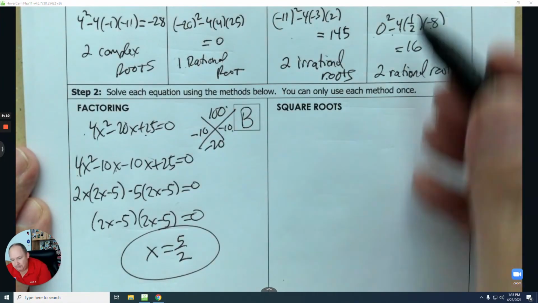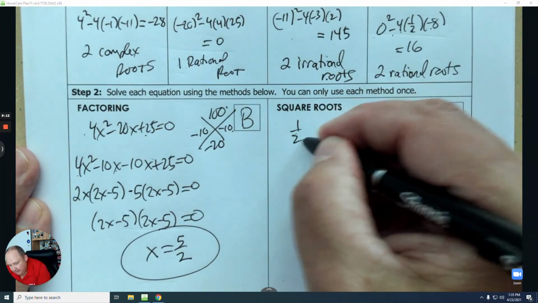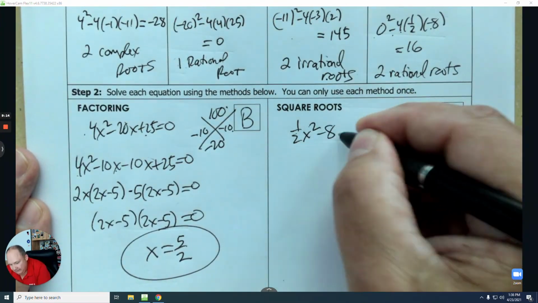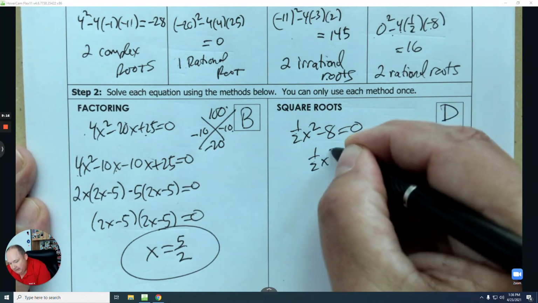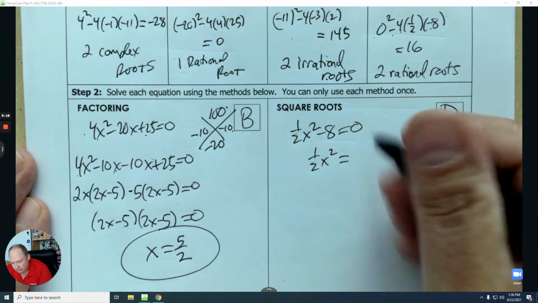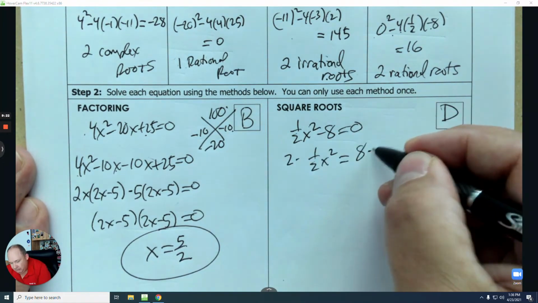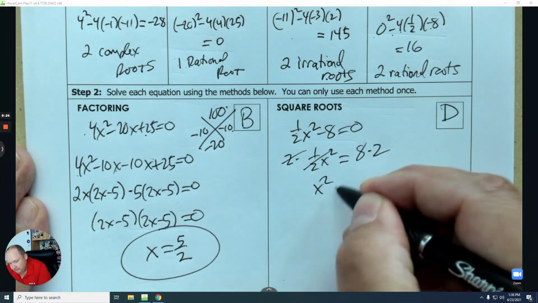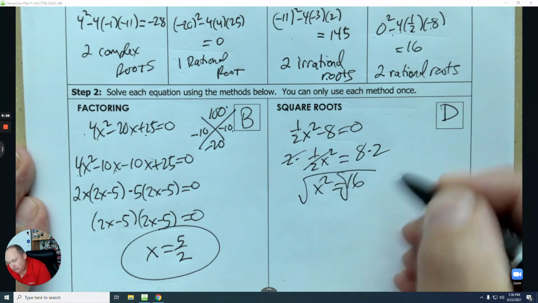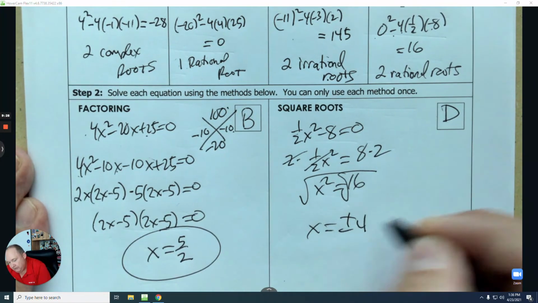For the square root method, that's D. So we have 1/2 x squared subtract 8. We're going to isolate. We're going to solve for x squared. So add 8. To undo 1/2, you multiply both sides by 2. And then you take the square root, and that answers positive and negative 4.